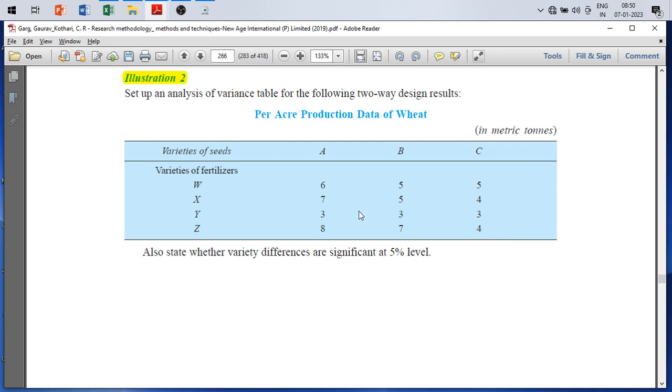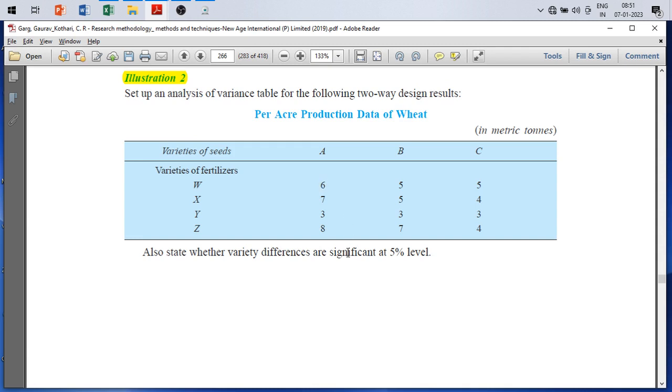Without repeated values means that if we are using seed A and fertilizer W, we only have one value in the table, 6. It is not that the experiment was repeated with seed A and fertilizer W, so we had multiple values here. Okay, so this is two-way ANOVA without repeated values.